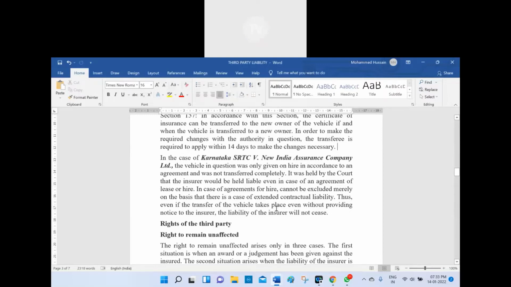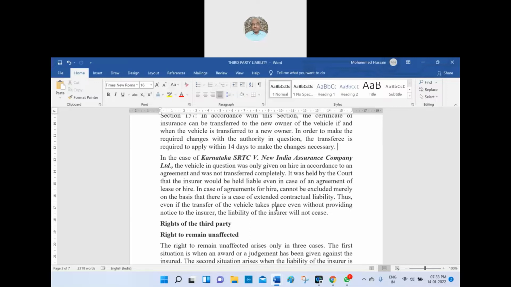It was held by the court that the insurer would be held liable even in case of an agreement, lease or hire. In case of an agreement for hire, it can't be excluded merely on the basis that it is a case of extended contractual liability. In hire purchase also, even though the name is still with the banker and not changed to the purchaser, the insurance company still has to pay the compensation. Once you pay all the arrears and all the installments, automatically the bank will change the name from the name of the bank to your name.